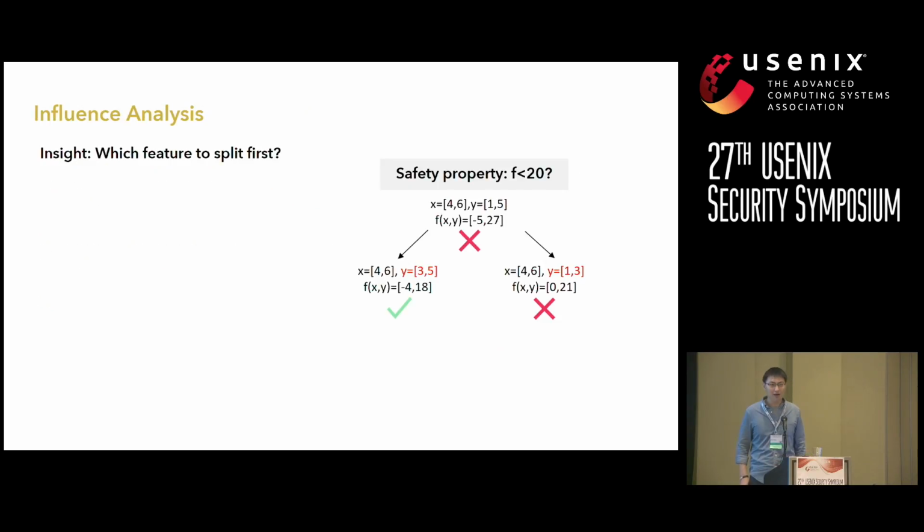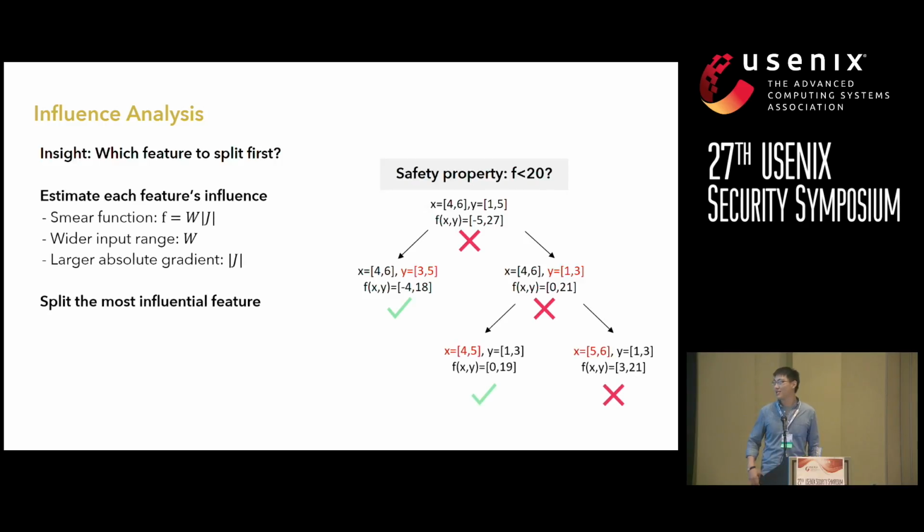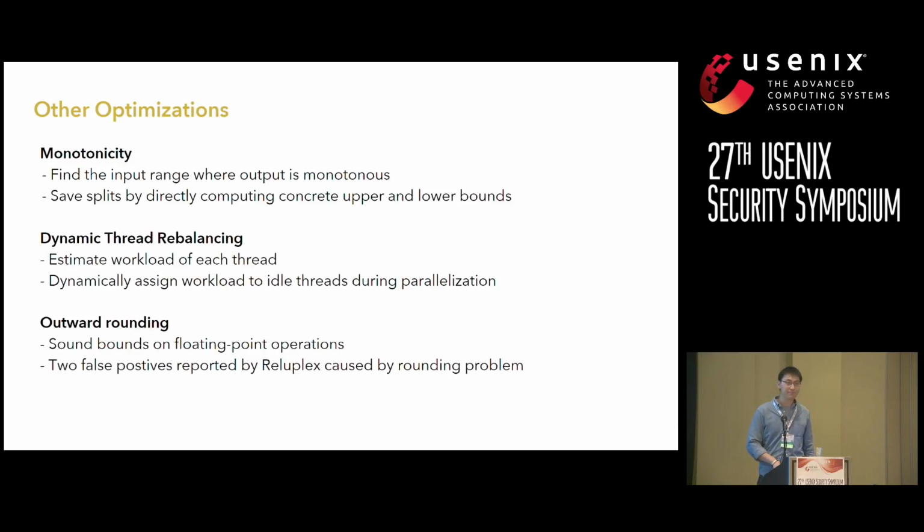Okay, there's another problem: which feature should we split first? Consider the same example, where we first split on y, but then split on x. With 2 steps of refinement, no guarantee can be given for this property. Now we can see the sequence of splits actually matters. So we use the smear function as a heuristic to estimate the feature's influence, and we always split the most influential feature to achieve the best performance.